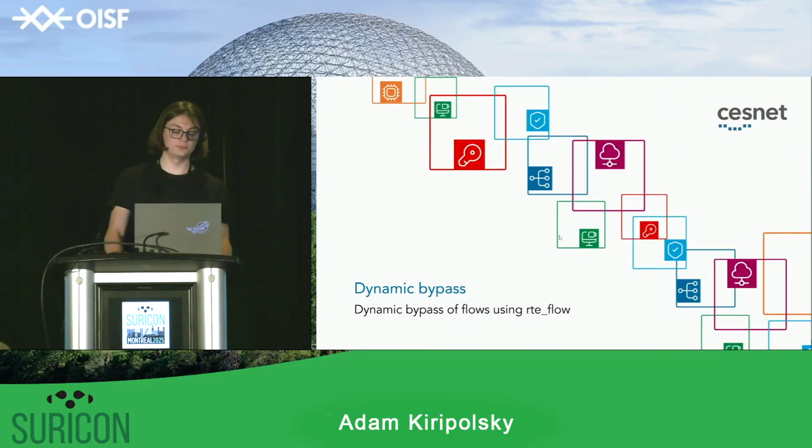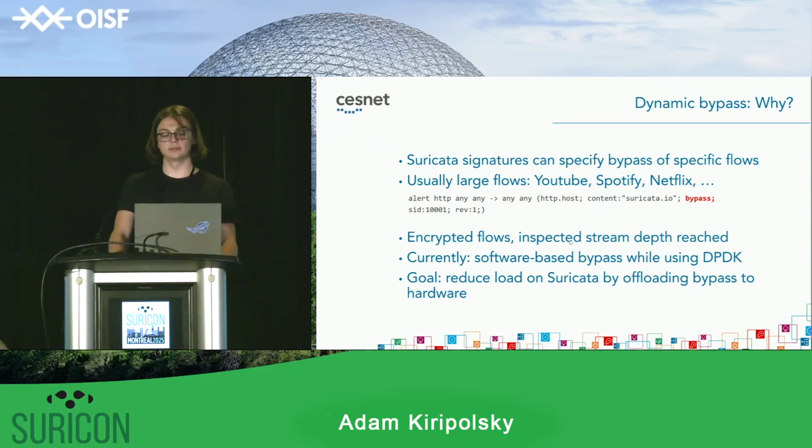Now, for the dynamic bypass, we are implementing the RTE Flow rules. As many of you know, Suricata signatures can specify the bypass keyword for bypassing any of the flows that are described there. Here we have an example where we are bypassing the HTTP traffic going to Suricata IO. This means that the rule for the bypass is created at runtime, meaning it's not predefined.